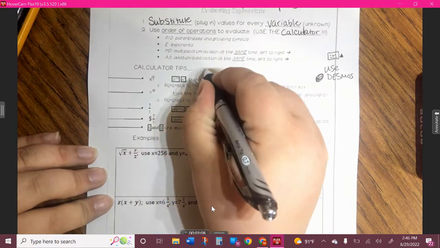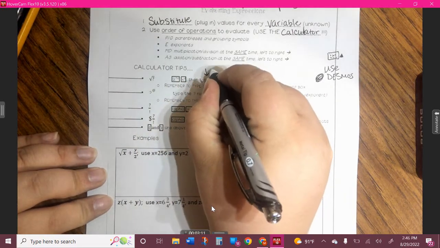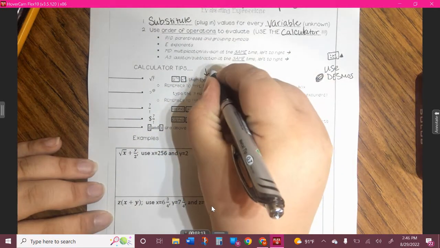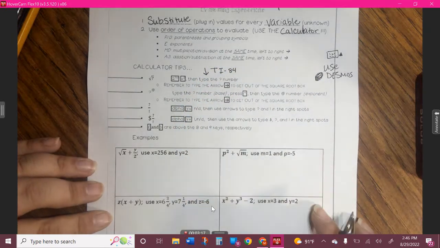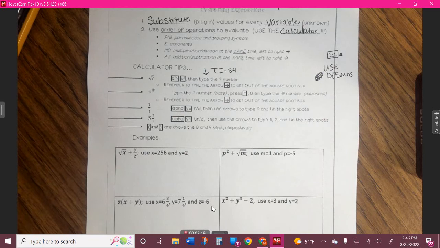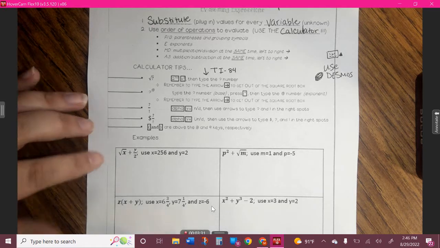So these calculator tips are specific to when you're typing on the ti-84 calculator. If you don't have access to a ti-84 calculator, there's a really great app. I don't remember the name of it. I'm sure I've mentioned it somewhere on my YouTube channel. You can also download an emulator on a computer. I know I have a video for a tutorial on that.